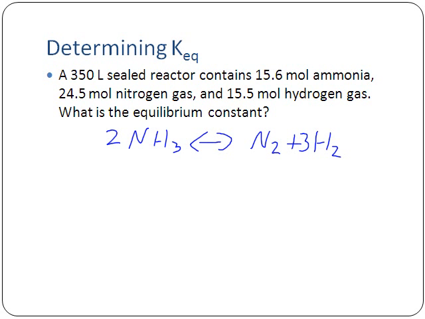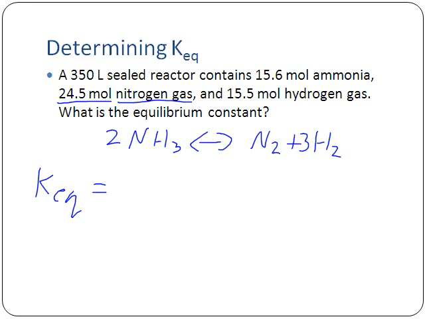Now to set this up for KEQ, KEQ is going to equal the molarity of what's on the right, and the first one on the right is nitrogen. And so what's the concentration of nitrogen? Well, for nitrogen gas over here, we have 24.5 moles. But 24.5 moles isn't the concentration, it's the number of moles. To find the concentration, we need to find the molarity.